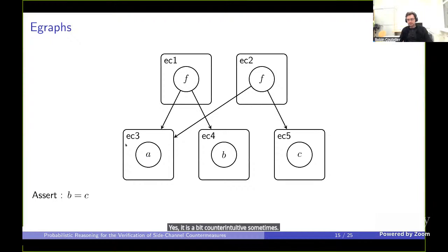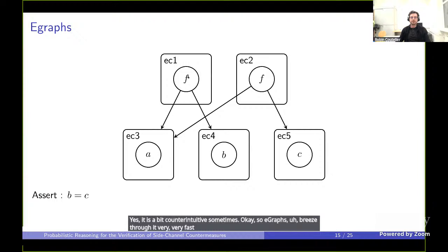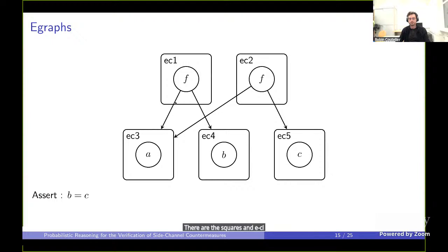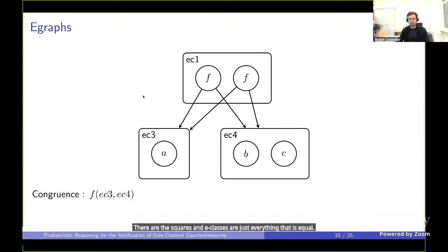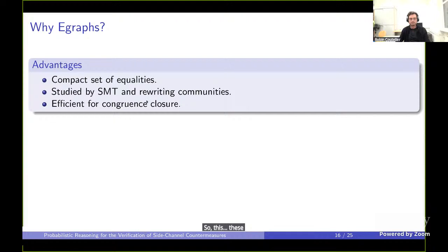Okay, so egraphs, breeze through it very, very fast for just a graphical display, how I represent them. So just the circles are e-nodes, and there are function applications to e-classes that are the squares, and e-classes are just everything that is equal together. So these slides, super easy.